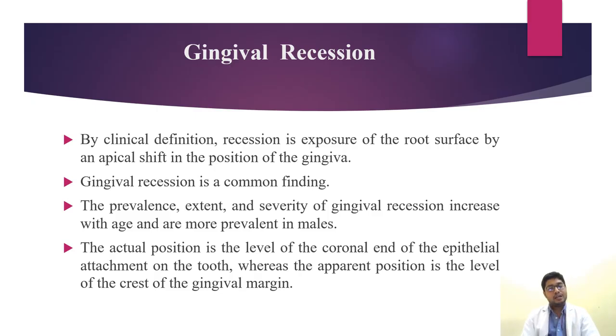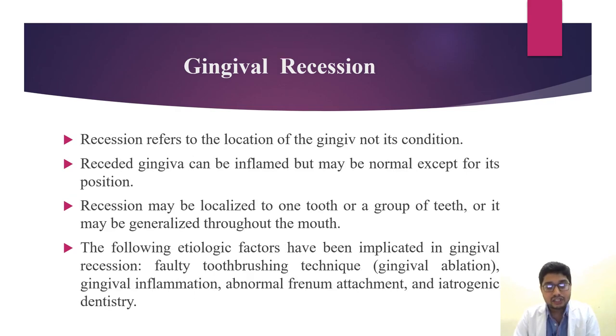And gingival recession, by clinical definition, is an exposure of the root surface by an apical shift in the position of the gingiva. So gingival recession is a common finding in every patient. The prevalence, extent and severity of gingival recession increase with age and are more prevalent in males. The actual position is the level of the coronal end of the epithelial attachment of the tooth, whereas the apparent position is the level of the crest of the gingival margin. So the recession refers to the location of the gingiva, not its condition. So receded gingiva can be inflamed but may be normal except for its position.